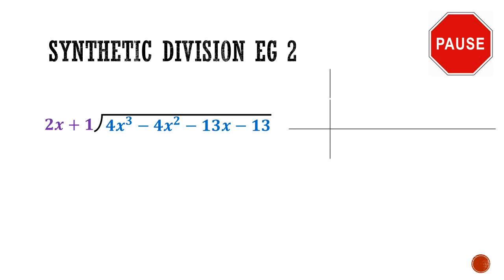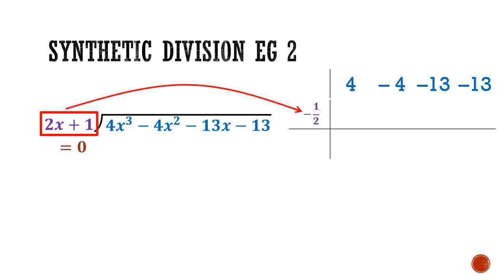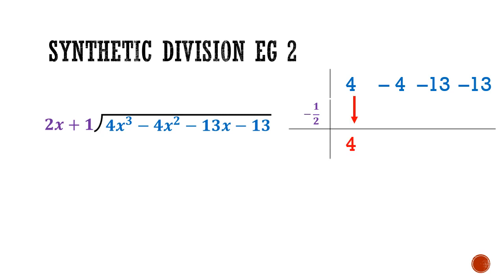So step 1, we're going to transcribe the coefficients. So we have 4, -4, -13, -13. Now we need to set the divisor to 0. We get x = -1/2, and we copy it here. Now we're going to alternate between adding the columns and multiplying diagonally with the -1/2 that we got from the divisor. So 4 plus 0 gives us 4.